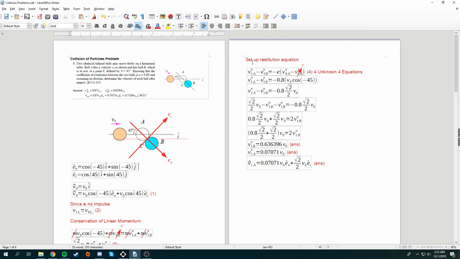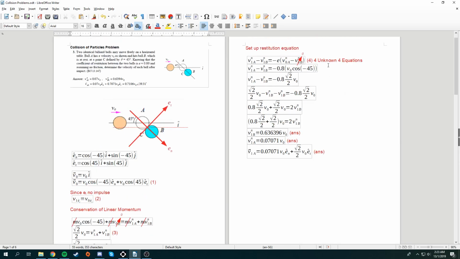Next, we'll set up the restitution equation, where v1A in the normal direction minus v1B in the normal direction is equal to negative e times v0A in the normal direction minus v0B in the normal direction. Remember that since B starts from rest, it will go to 0.